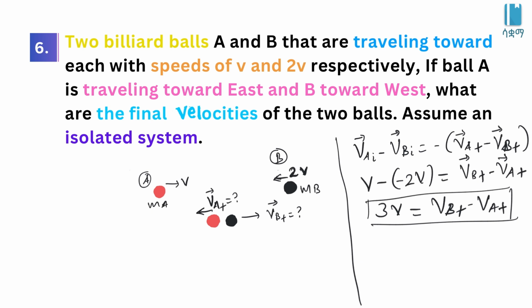The other equation comes from conservation of momentum. The momentum of the system before collision equals the momentum of the system after collision, so MA times VA initial plus MB times VB initial equals MA times VA final plus MB times VB final.